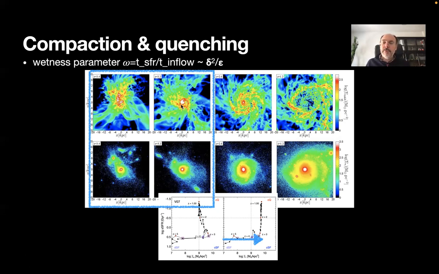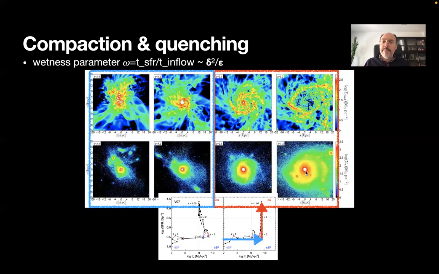This central starburst is going to consume a lot of gas at the center and also drive a strong outflow. So after the maximum of this compaction event, we see a quenching phase in which the gas mostly disappears from the center, again through gas consumption and outflows. We see some ring around the bulge that can form a disk around the bulge, which is very massive at the center. So this is the effect of compaction and quenching.